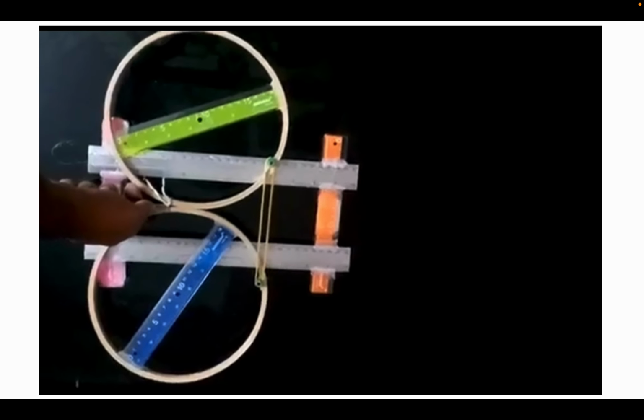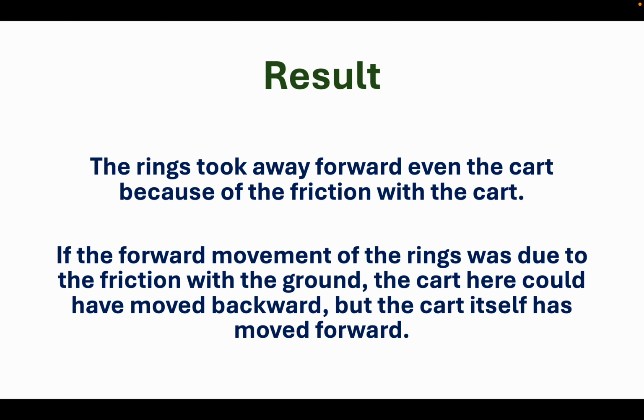Okay, let's analyze this one. Let's analyze the result. The rings took the cart forward because of the friction with the cart. If the forward movement of the rings was due to friction with the ground, the cart here could have moved backward, but that cart itself has moved forward. So the movement of the two rings doesn't depend upon the friction with the ground. It has moved forward by interacting with each other.